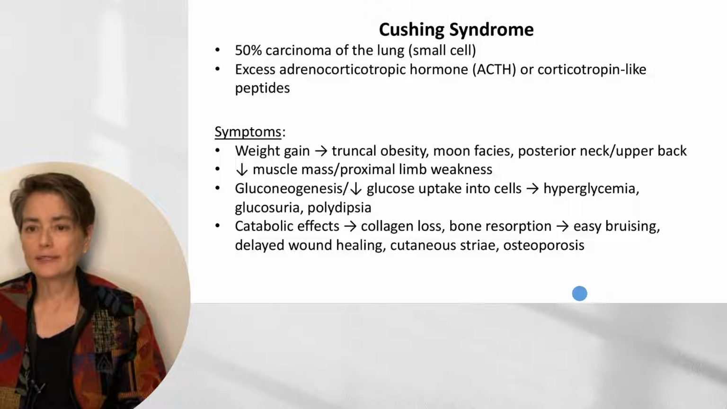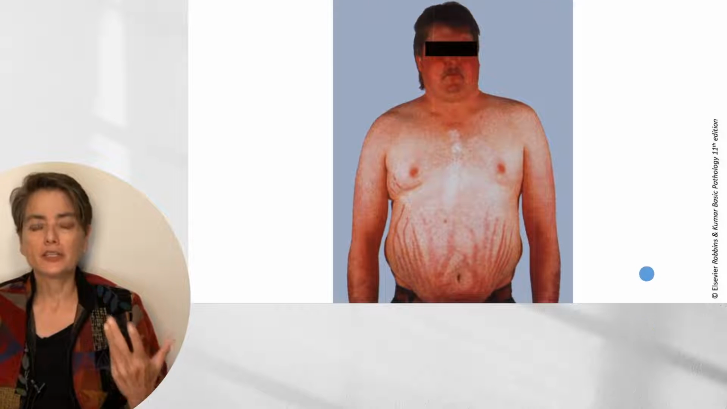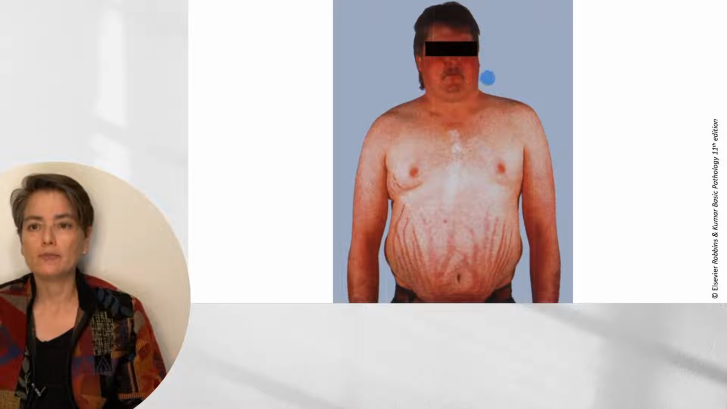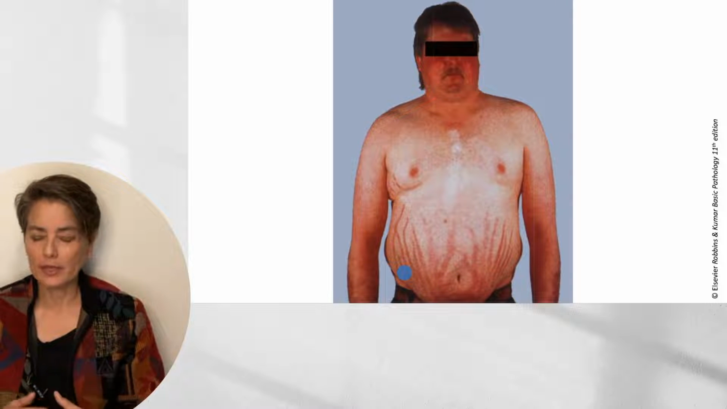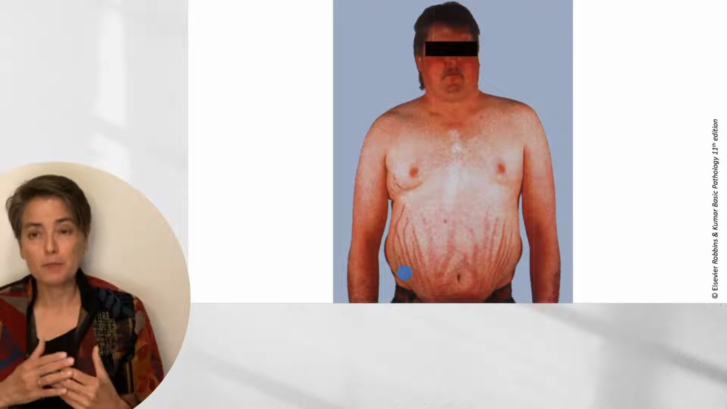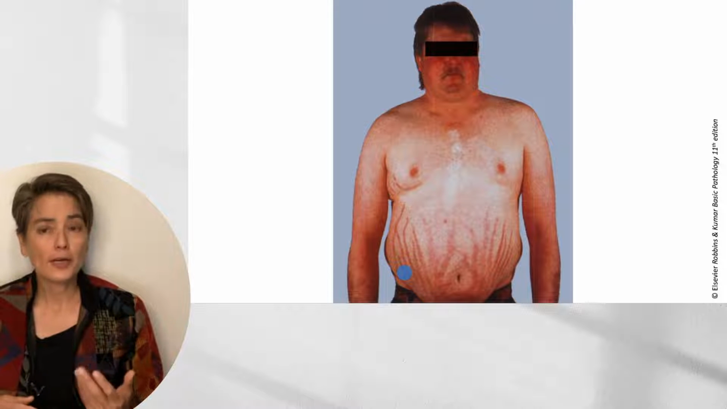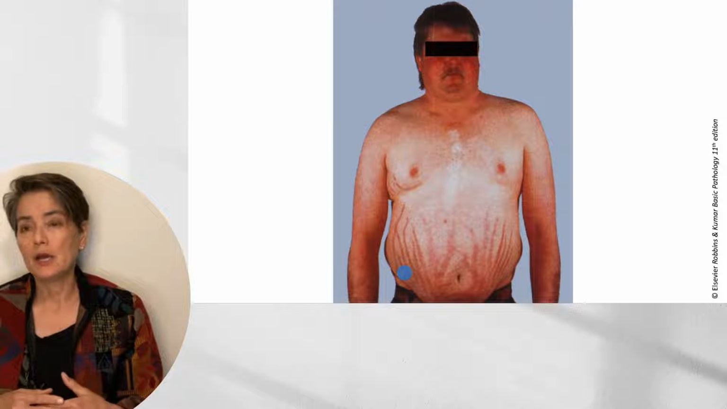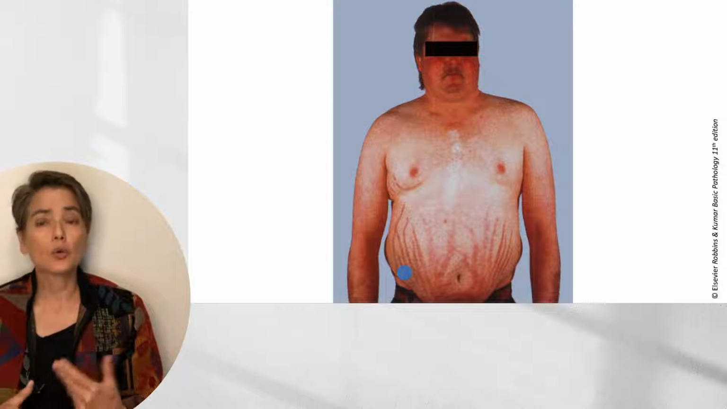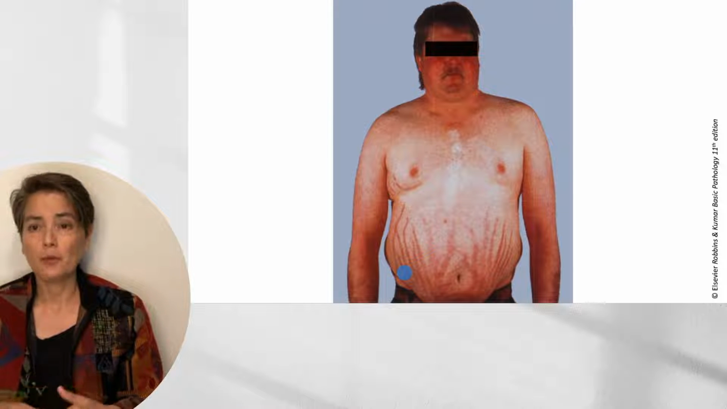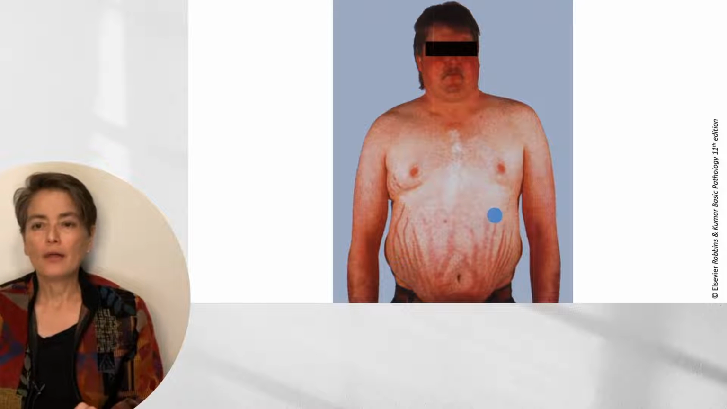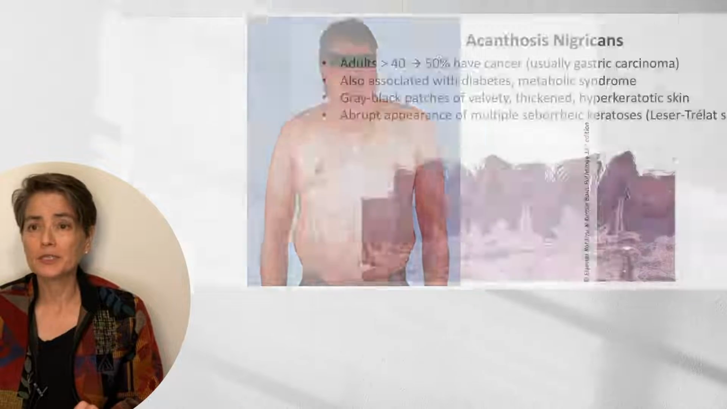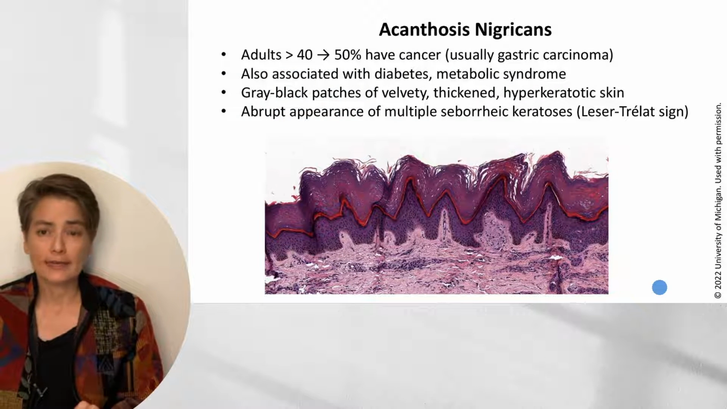So let's take a look at some of these findings. If this patient presents to you and you see you have moon facies, truncal obesity, and striae, you may be thinking that this is going to be a Cushing syndrome. So the question would be, is this related to the adrenal pituitary axis, or could this be a paraneoplastic syndrome? So keep that in mind as you're evaluating your patients. Now, the next paraneoplastic syndrome I want to address, because it's particularly important, is Acanthosis Nigricans.